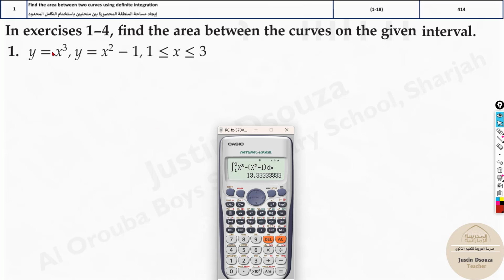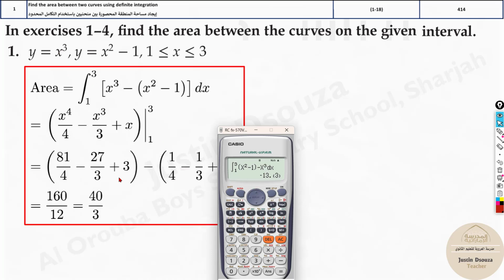But what if I had taken the upper and lower functions wrong? This was not the upper, this was lower and this was upper. Let's try that now. I will just change the functions. x squared minus 1 is the first function subtracted from x cubed. Now the answer is the same thing, but it's just minus. So you don't need to bother finding which is upper and lower. Just use this formula. You will get the correct answer itself.